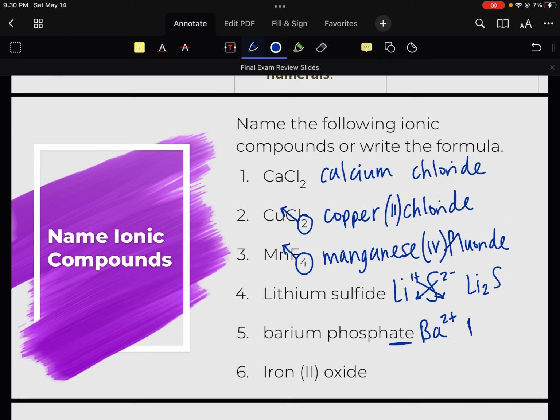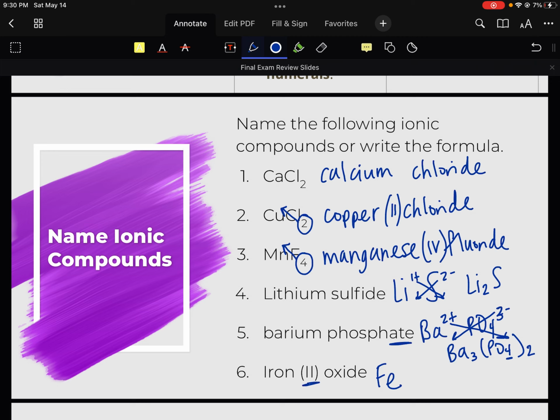Phosphate, remember if it's an -ate, we know to look on the polyatomic. It's a PO4 3-. So when we crisscross, we get Ba3 and PO4 2. So remember, you can't get rid of this 4. That's part of the phosphate. So that's not going to crisscross. That stays there with the phosphate. Because if you lose it, then you just have PO, and that's not the same thing.